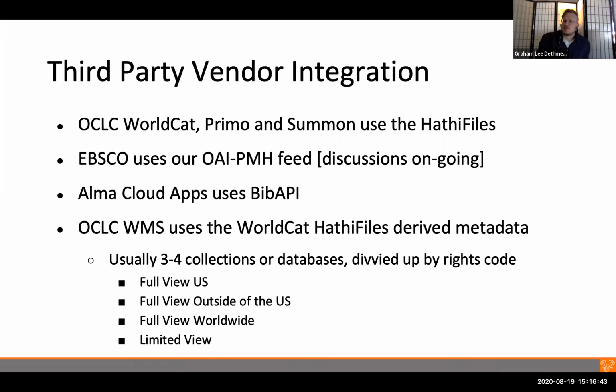In each of the vendors, you'll usually find anywhere between 2 and 4 collections, depending on how they decide to divvy up the records by rights and access. The most granular I've seen would be something like you see there in those bullets, with the 4th being those records with only limited view access.